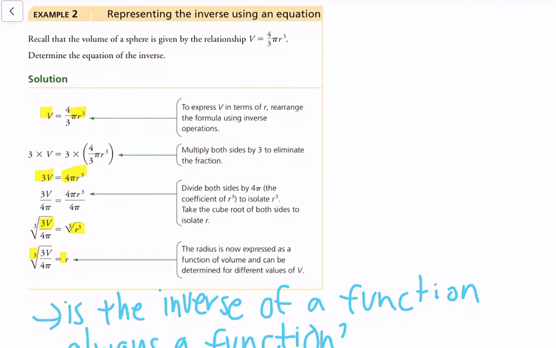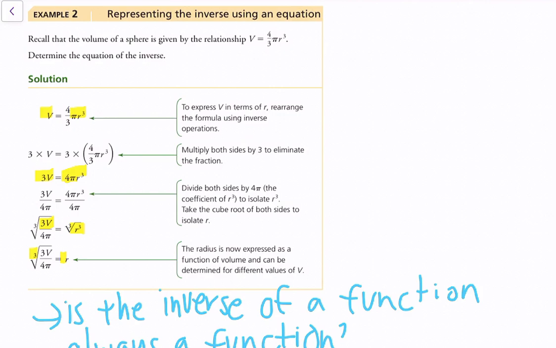Recall that the volume of a sphere is given by the relationship V is equal to 4 over 3 pi r cubed. Determine the equation of the inverse. Okay, so basically what we're doing here is we're expressing V in terms of r. So the first thing we're going to do is look for where our V is, where our r is, have it highlighted, and we're going to get rid of the denominator.